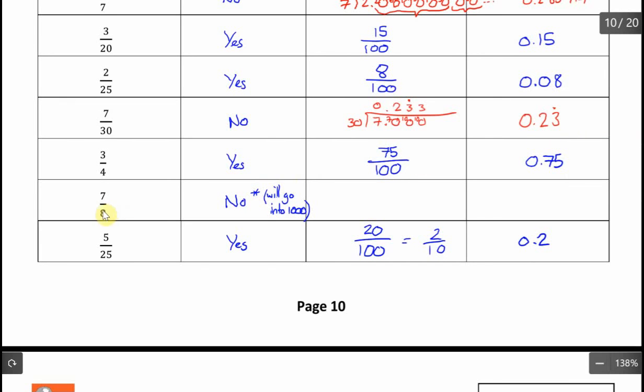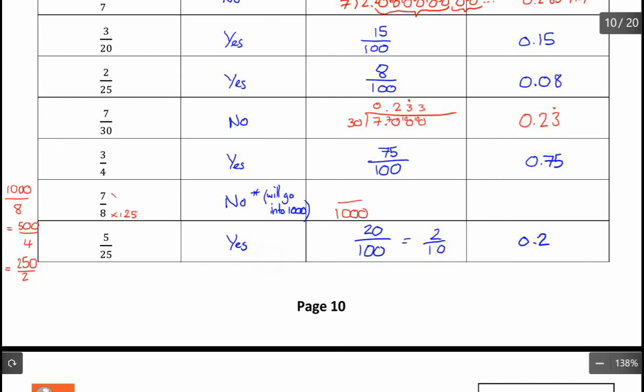Now 7/8, I said, won't scale into 10 or 100, but it will go into 1,000. 8 is a factor of 1,000. So to find out how many times it goes into 1,000, we could do 1,000 divided by 8. Just do that over here. Just cancel that down a little bit. That is, if I halve both those numbers, that's 500 divided by 4. Halve those again. 250 divided by 2. And we're at a point now where I think you can spot that the answer will be 125. Okay, so I've multiplied by 125 to get 1,000.